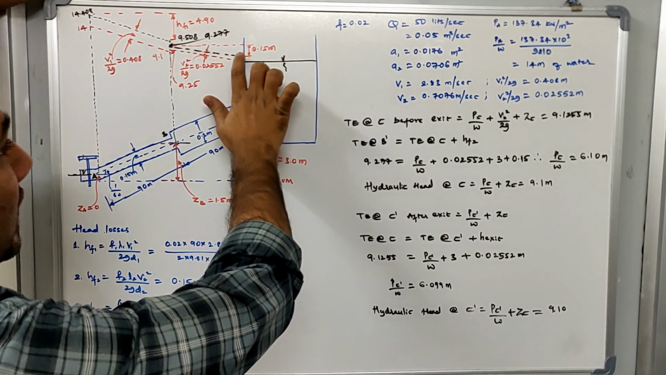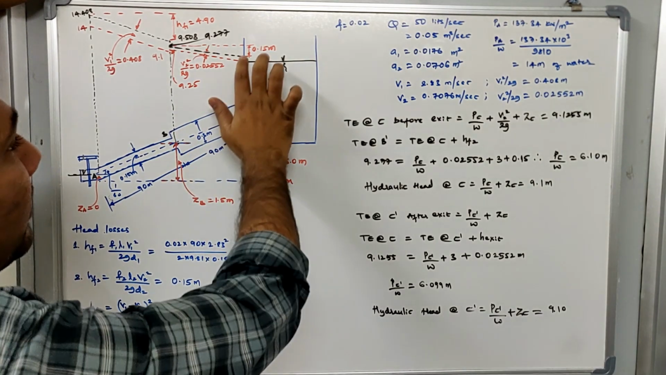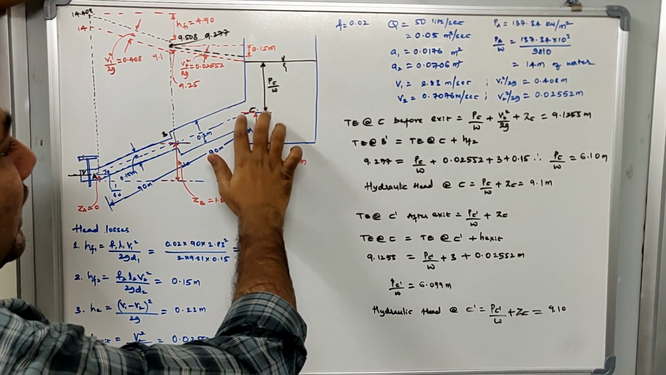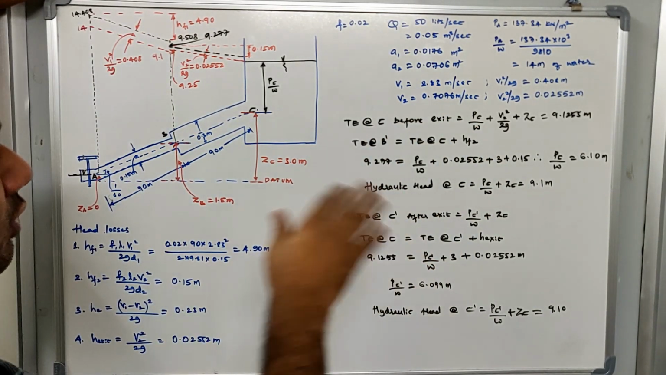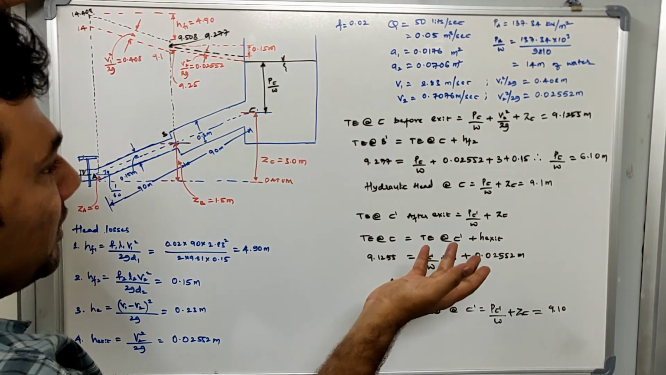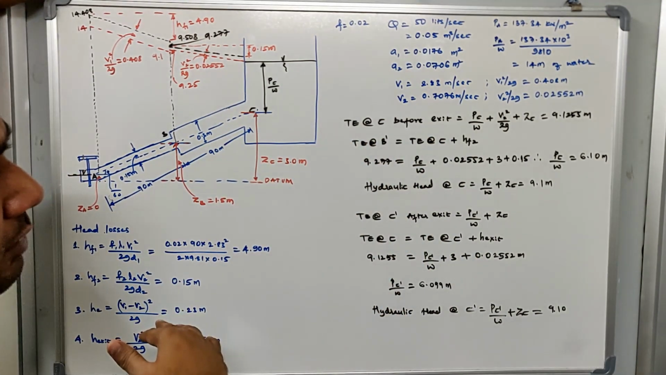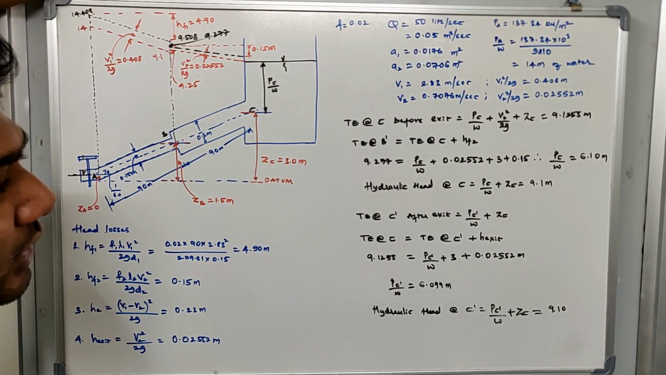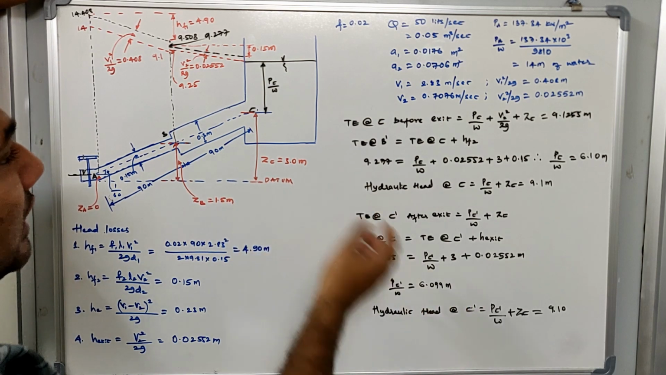So before exit, let us calculate how much is the total energy and hydraulic gradient line. Okay. So total energy at C, I'll call this as before exit. It means before the point of exit this has been considered, and C dash will represent similar to what I did with B and B dash. B was representing before enlargement, B dash was representing after the enlargement. Here also C is representing before exit and C dash will represent after exit.